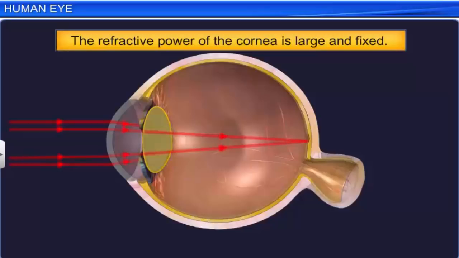The eye is able to focus objects at different distances sharply on the retina by changing the focal length of the crystalline lens. The process of adjusting to different object distances by changing the focal length of the crystalline lens is known as accommodation. Ciliary muscles help in adjusting the focal length of the crystalline lens.